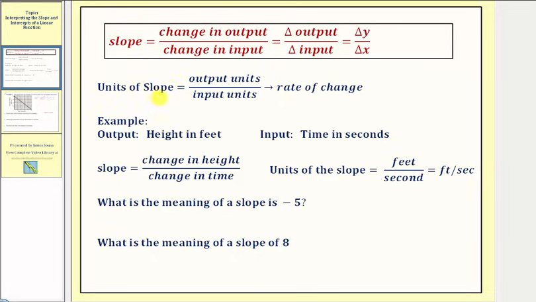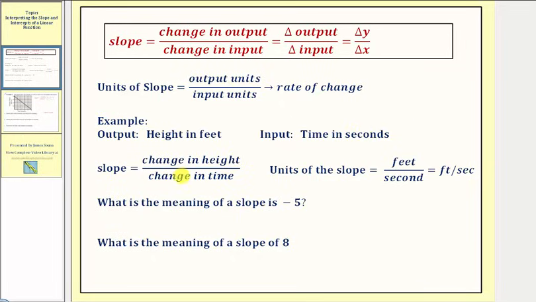So the units of the slope would be equal to the ratio of the output units to the input units. And this ratio gives us a rate of change, and for a linear function, the rate of change is always constant. To understand this, let's look at the example below. Let's say we have a function that has an output of height in feet and an input of time in seconds. We know the slope is equal to the ratio of the change in height to the change in time.